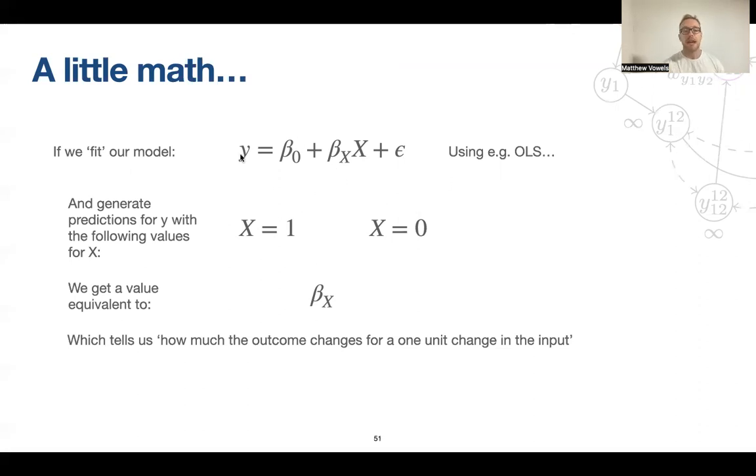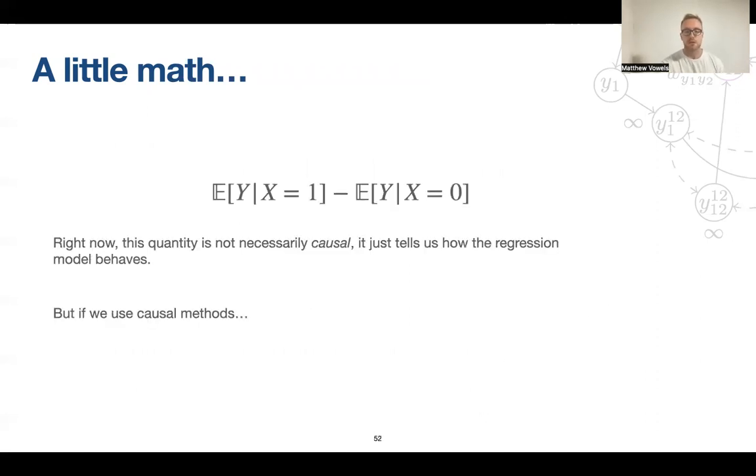And here in the same case, if we have this model and we generate numbers for y for two different values of x, and we calculate the difference between them, we actually still get this beta value. So it tells us how much the outcome changes for a 1 unit change in the input. And that's going to be very useful to us as well, because we can express this in terms of expected values. The equivalent value here is the difference between the expected value of y given x equals 1 and the expected value of y given x equals 0. And so this is just a little formalism that we're going to be using throughout. And I just wanted to give you an intuition as to why it's useful to us.